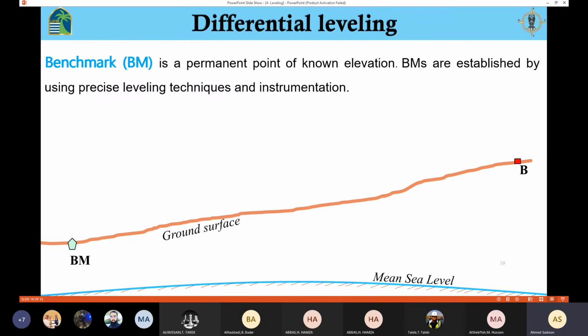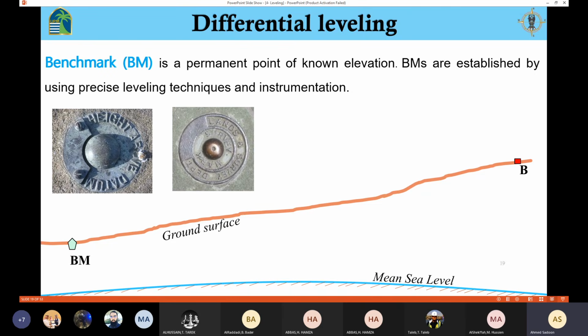So now we need to talk about differential leveling, the leveling process. Remember, we introduced to you the term benchmark, and we said that the benchmark is a permanent point of known elevation. The benchmarks are distributed over the cities and all over your country, so they are going to be located like that. Whenever you see a mark like that, this one represents a benchmark.